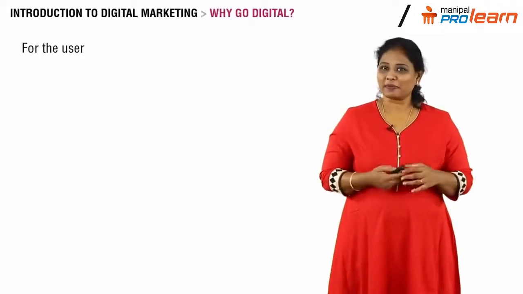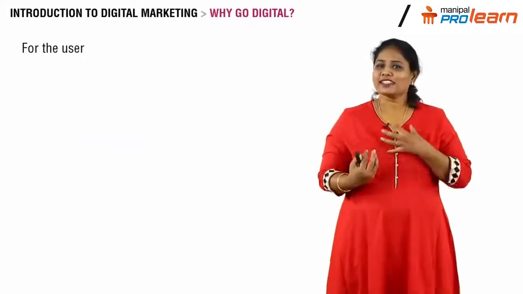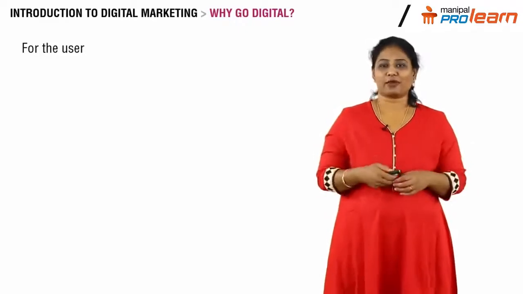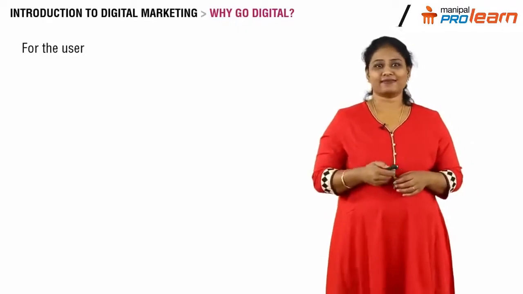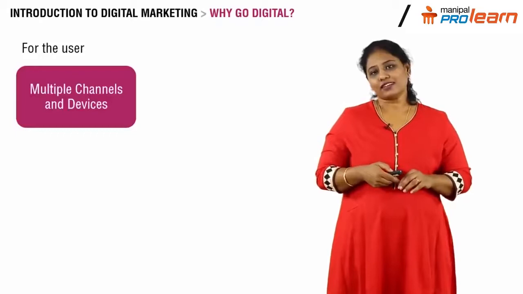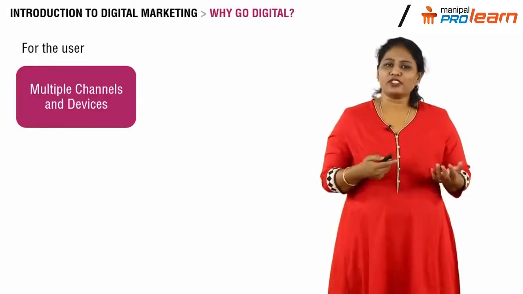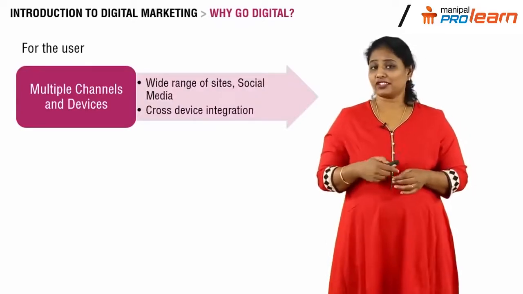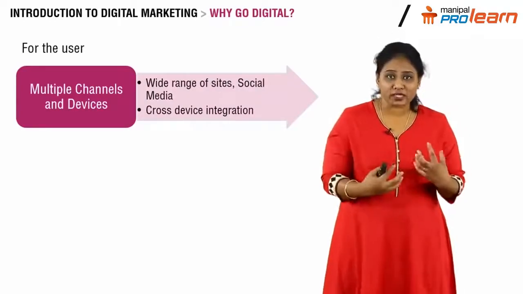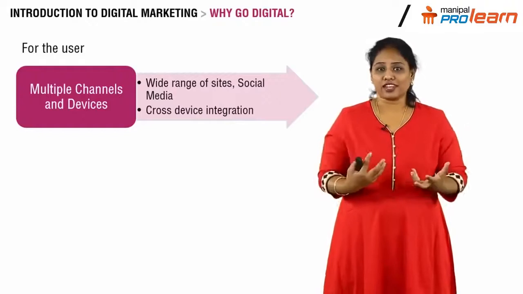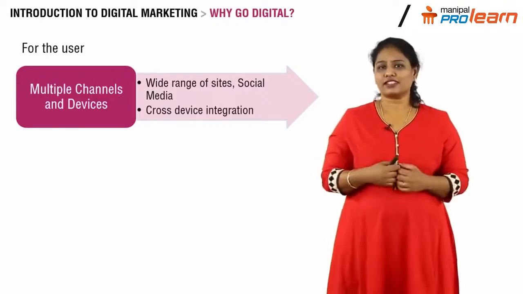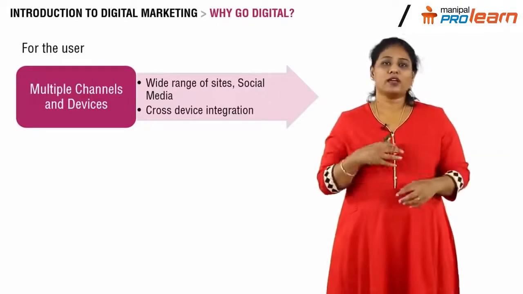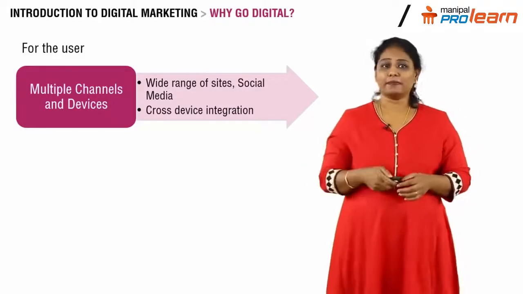Why are 3 billion people online? What is this thing about digital media that is attracting everyone? Let's see that in detail. For a user, the digital media offers multiple channels and devices to do what they want to do. They have a wide range of sites, the social media to connect with, to maintain relationships. There's also cross-device integration. You can start on a desktop, go through a mobile and end on your tab.